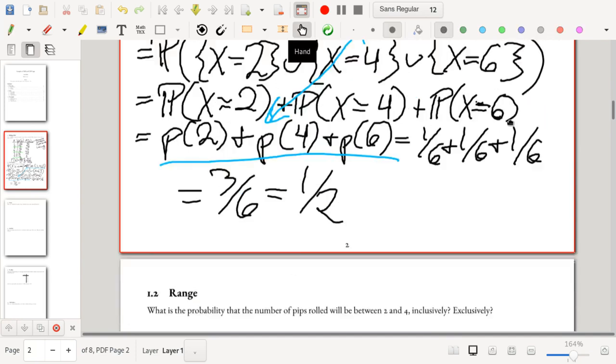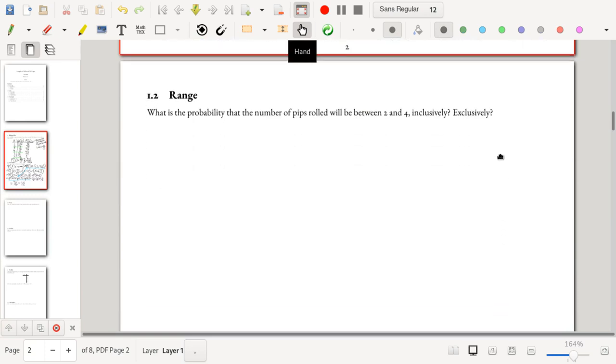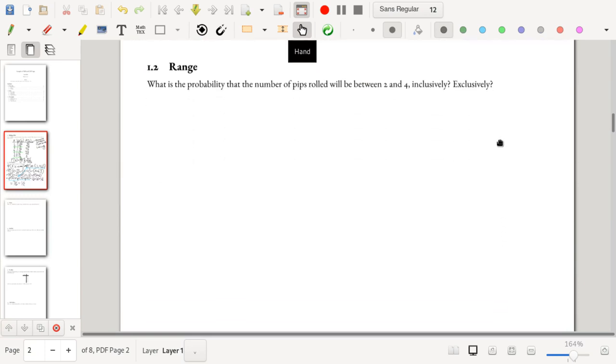All right, next example. What is the probability that the number of pips rolled will be between 2 and 4 inclusively? Why doesn't it want to click that? That's weird. Okay, what is the probability that the number of pips rolled will be between 2 and 4 inclusively?